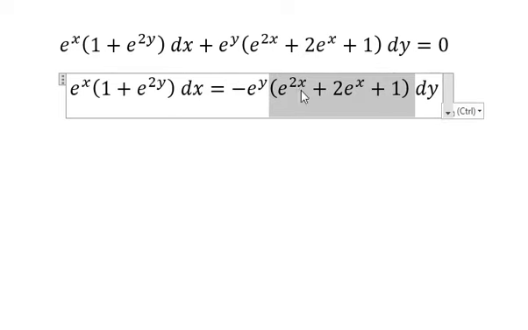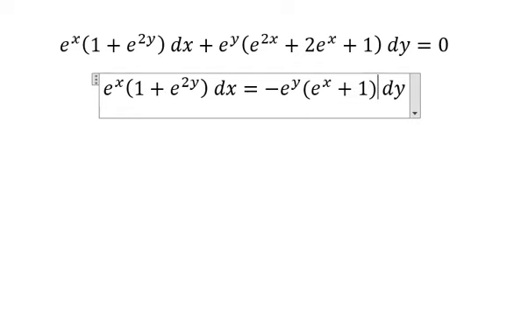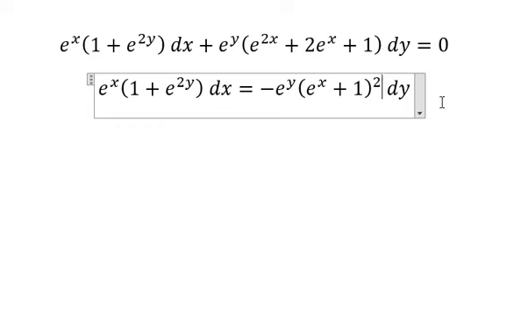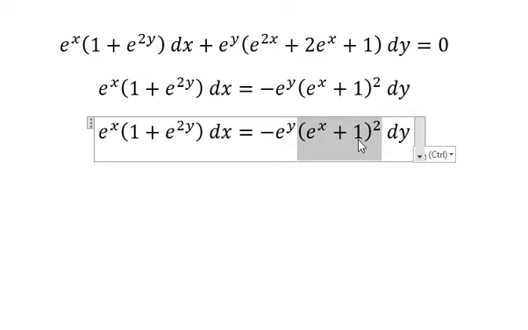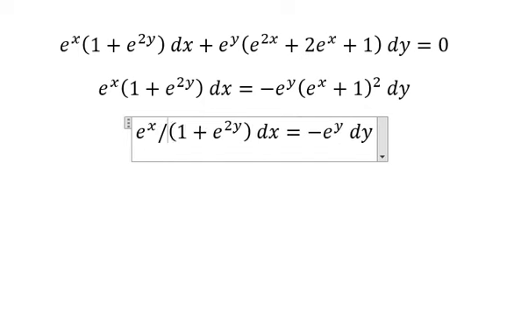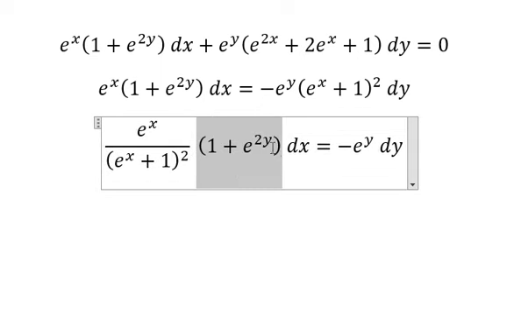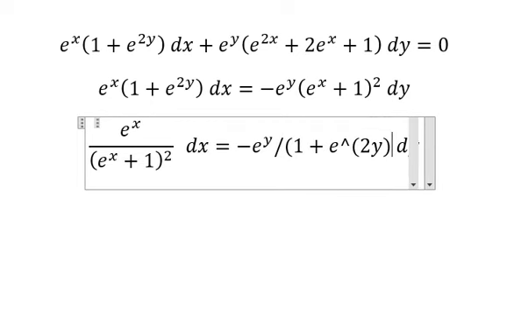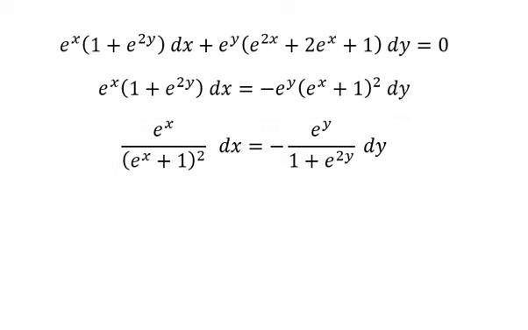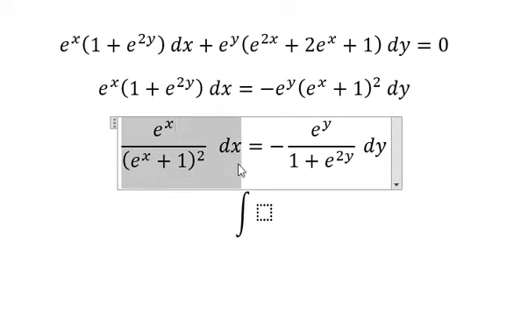This one that is about identities, so we can put into e to the power of s plus 1 everything to the power of 2. Next, we divide both sides by this one and this one. Next, I will put the integration for both sides.